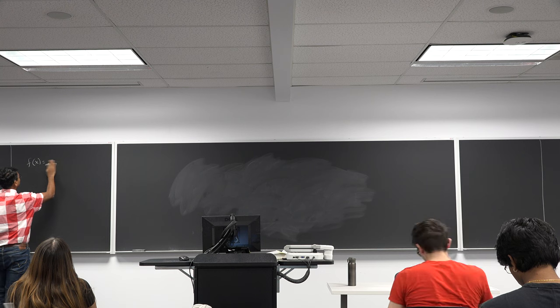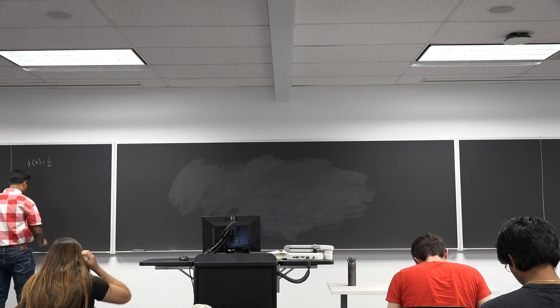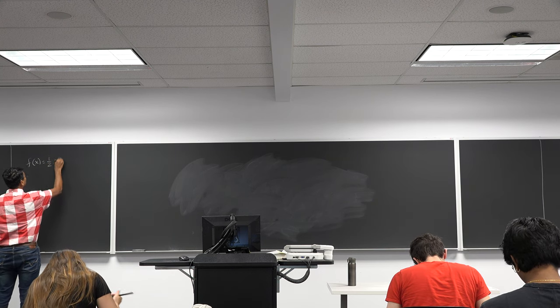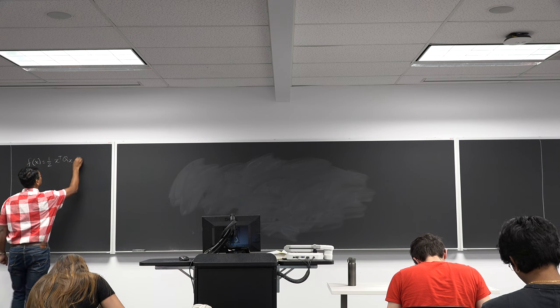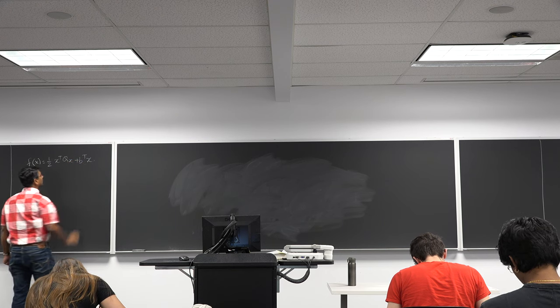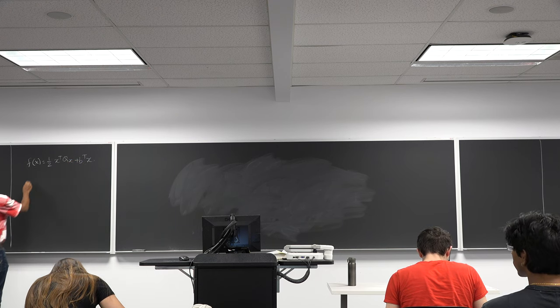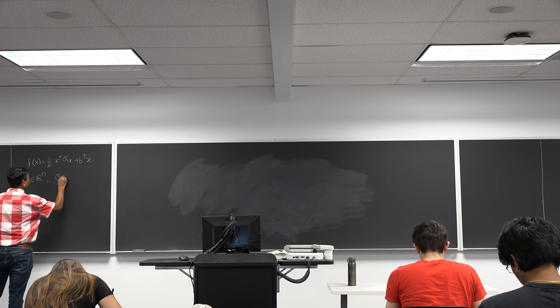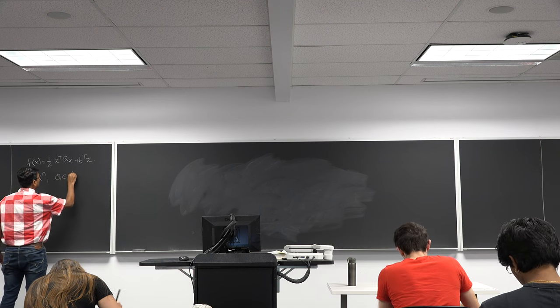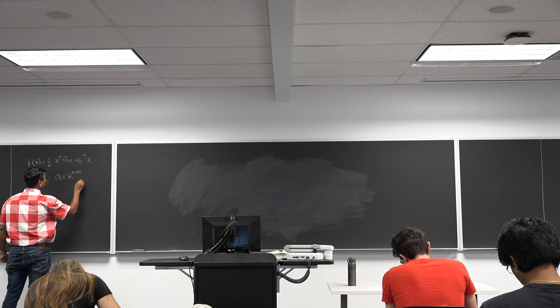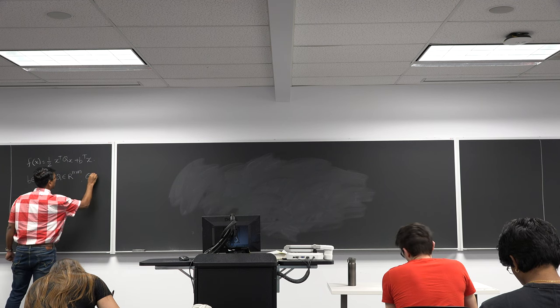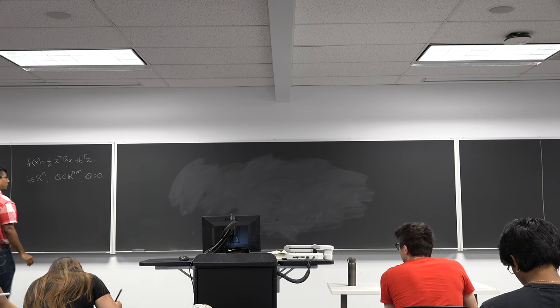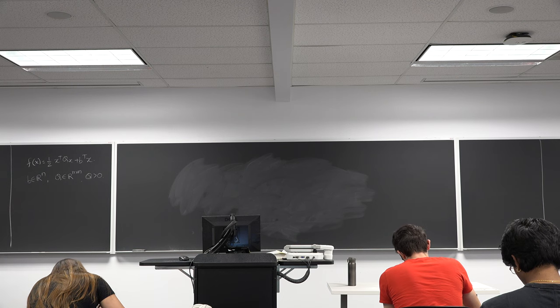I have a function f of x. It's a quadratic function. b is just a vector in R^n and Q is a positive definite matrix. Q is a positive definite matrix in n cross n. Okay, so this is a convex function.